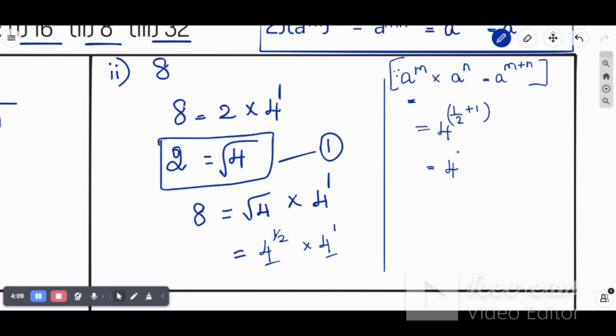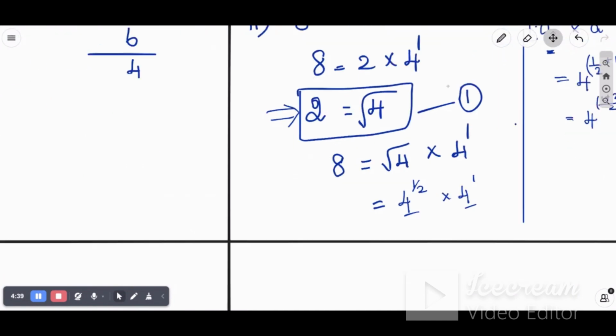If you take the LCM, you will get 1 plus 2 by 2. So that will be equal to 4 power 3 by 2. So finally we have arrived at the 4 power terms. Here are two things you have to remember. First, you have to express your 2 in terms of 4. This is the way you can express your 2 in terms of 4. And another thing, this formula: you can add your powers and arrive at the 4 power n form. Hope you understood this question.